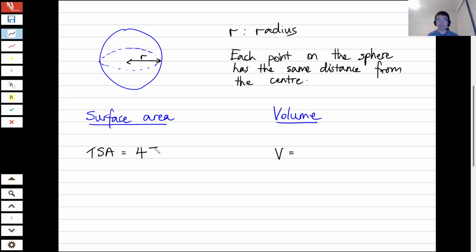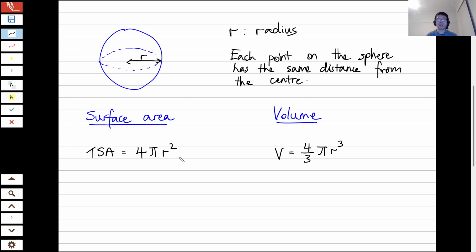But here they are. The total surface area of a sphere with radius r is 4 pi r squared. And the volume is given by 4 over 3 pi r cubed. Right now, we have no idea where the 4 pi and the 4 over 3 times pi come from. But I'll just make a brief comment.